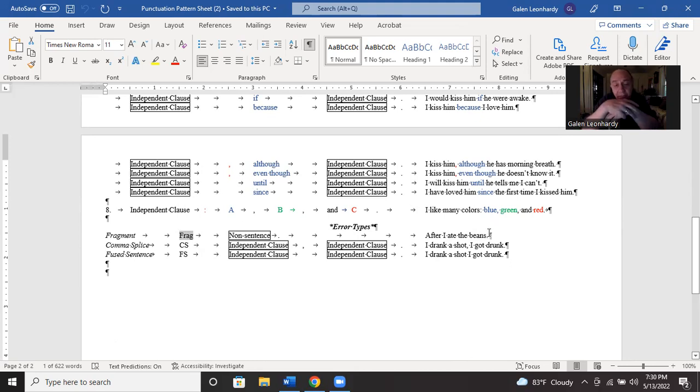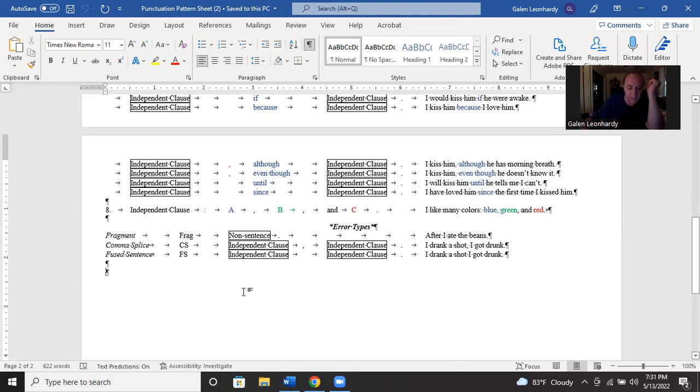Can you use fragments in writing? Yeah, but why wouldn't you just punctuate the sentence correctly? You know what I'm saying? Just demonstrate that you know how to do it. That's what your readers are looking for. They're looking for you to be able to demonstrate your versatility, to demonstrate your knowledge. That's how it is to be a scholar in general.